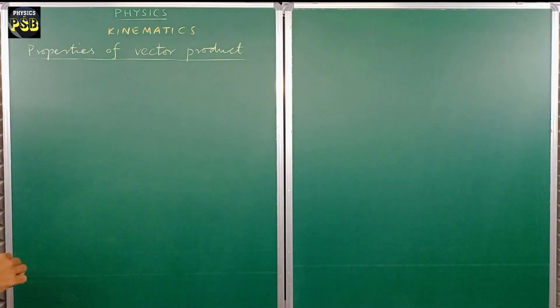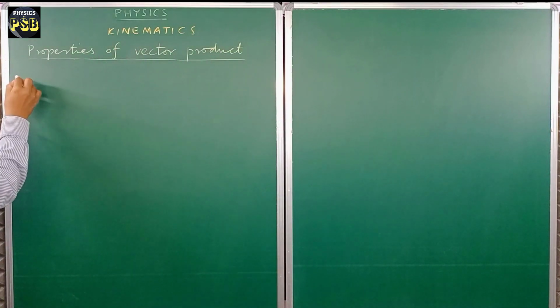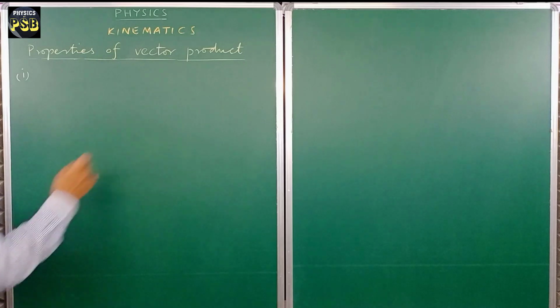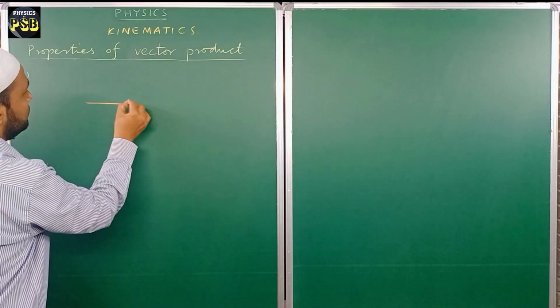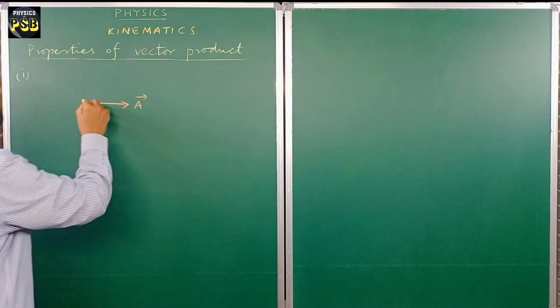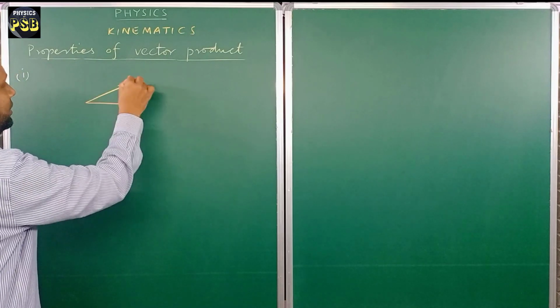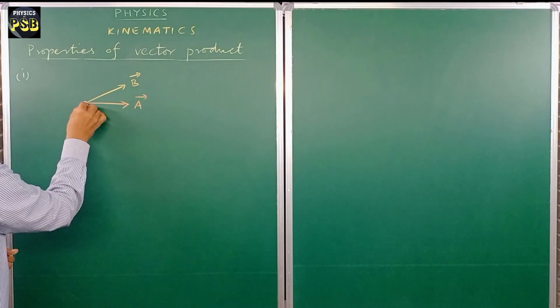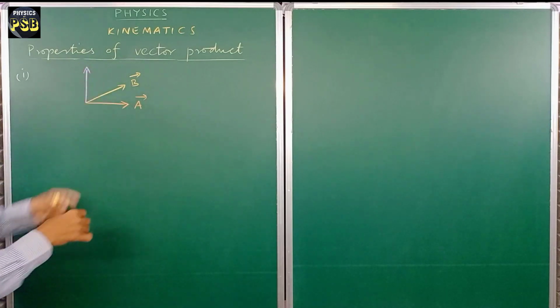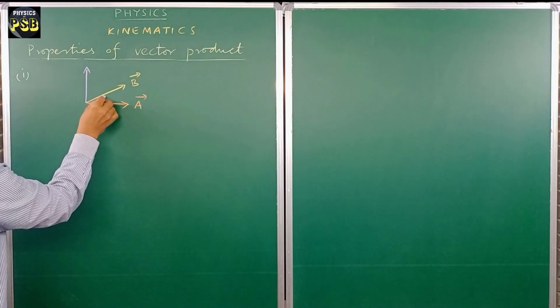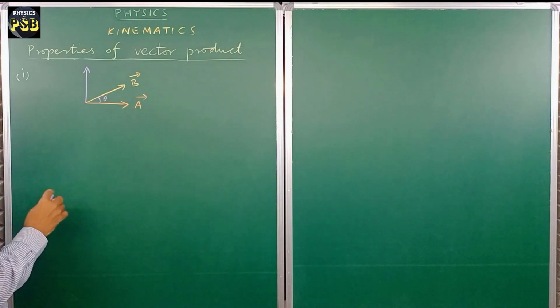The vector product obtained is always found to be acting perpendicular to the plane containing the vectors. Suppose this is a vector multiplied with another vector acting along this direction. Then the product of these two, if it is a vector, will act perpendicular to the plane containing vector A and vector B. Let's take the angle between these two as theta.